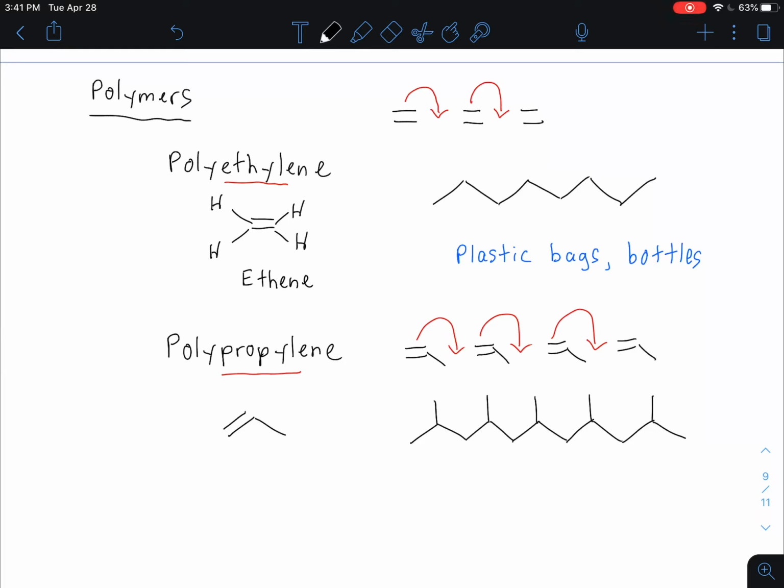So we could expect that now, let me do one more, then every other carbon is going to have this branch off of it, and that's going to lead to some slightly different properties. These are a bit more rigid, a bit more durable, so we use these for plastic containers, plastic car parts, so more durable but pretty similar in terms of what we're using to make these.